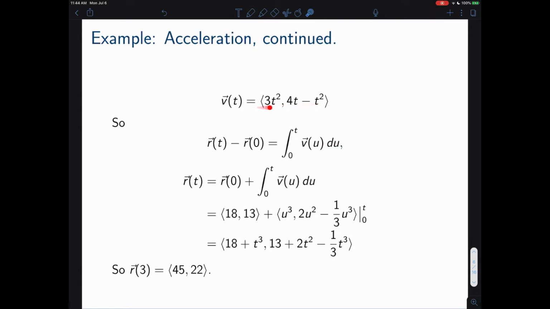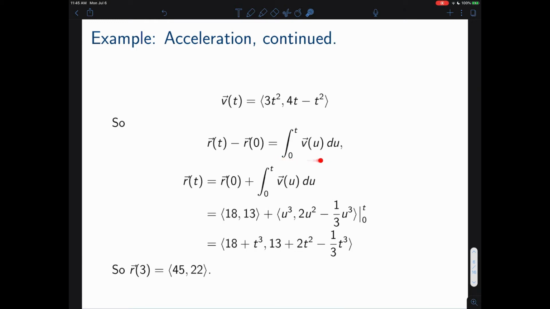So with that velocity that we found for time t, we can now find the position. Since the velocity is the derivative of position, that means that conversely, the position is the antiderivative of velocity. So we can integrate velocity to find the position at time t.